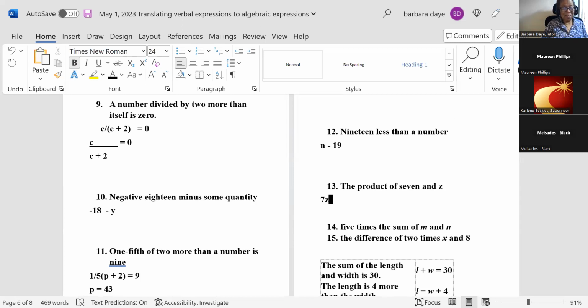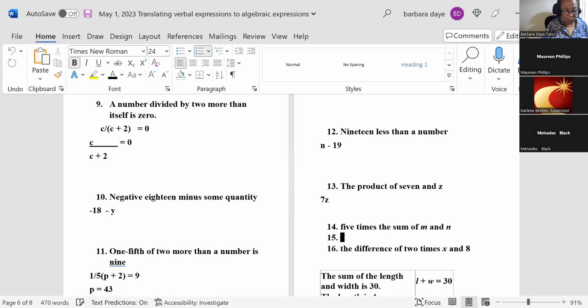You could have put times, but side by side is easier. Product of 7 and Z is 7 times Z. Right. Product means multiply. All right, Mercedes, number 14.